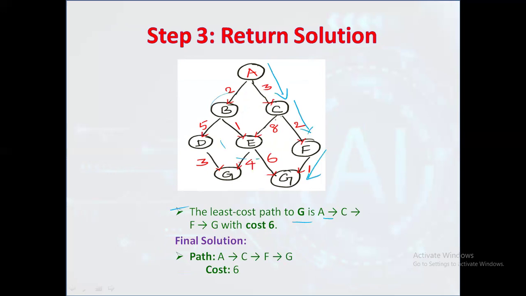Comparing all those nodes, the path cost is very low. Here 3 plus 2 plus 1 is equal to 6. So G with the cost, we can write it as the cost is 6. The final solution is A to C, C to F, F to G, and the cost is equal to 6.